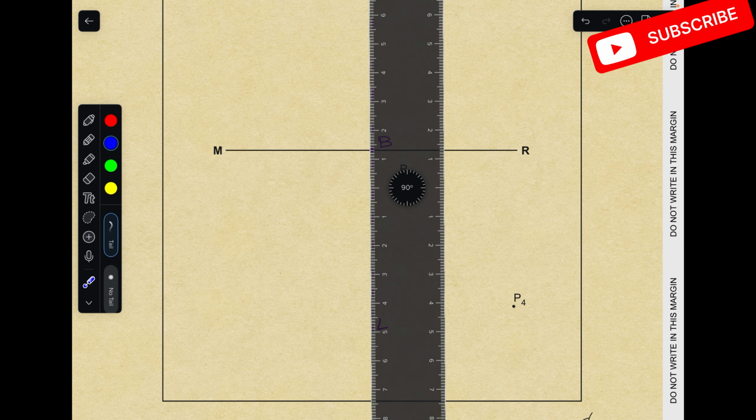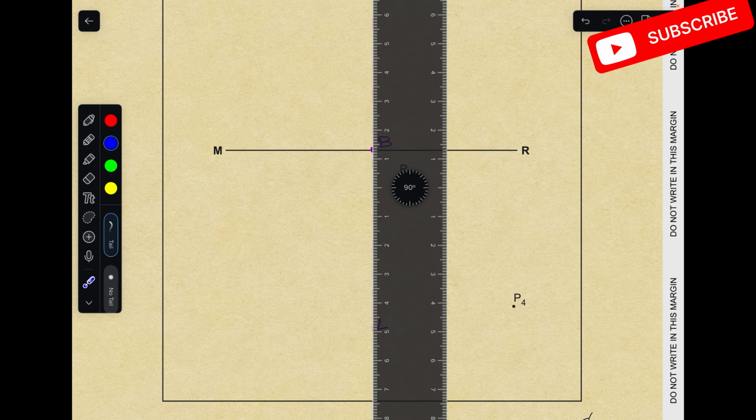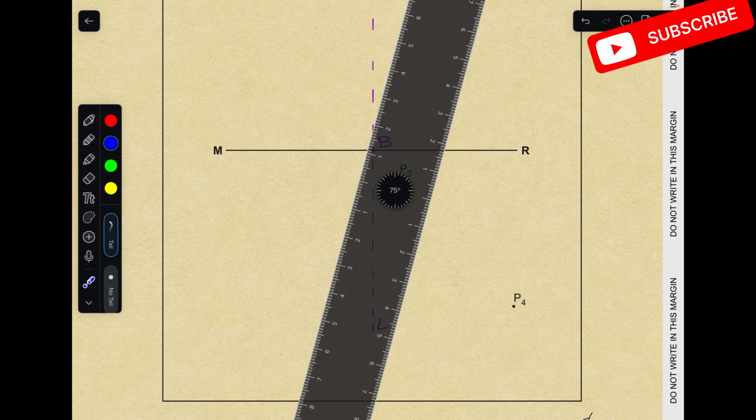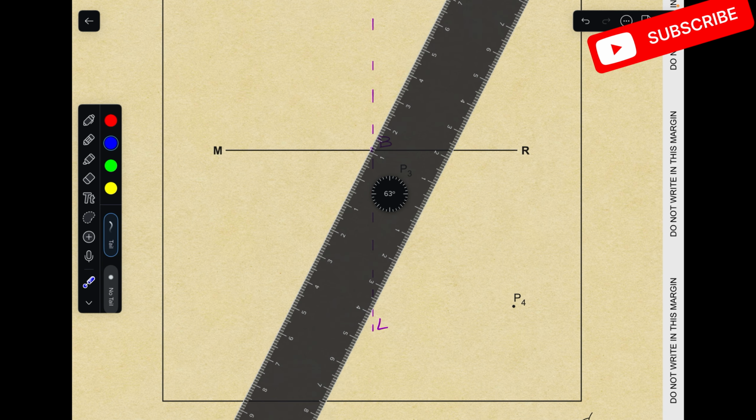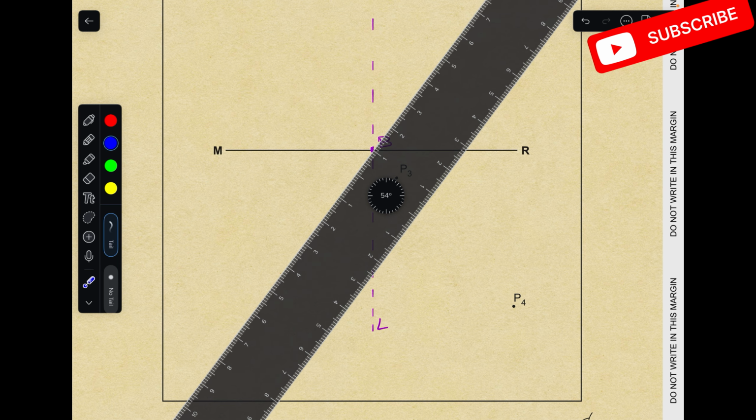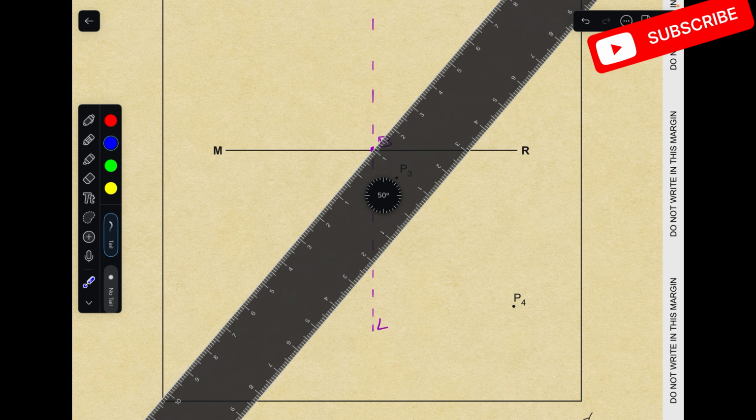Let me do it from there. This angle is 90. You can take the angle with a protractor. I'm doing this with a scale here. So I have to take 90 and I have to take 40 degrees. So 90 minus 40 is 50. So on this digital measuring device, I can draw it like this.